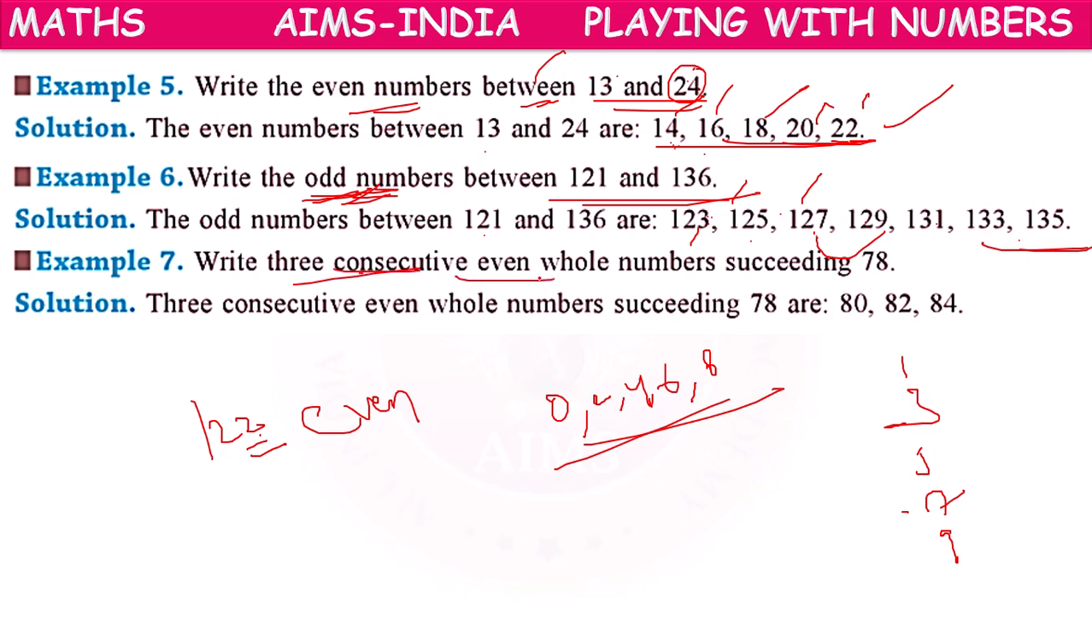Write 3 consecutive even whole numbers succeeding 78. Means after 78, what even numbers will come? 80, 82, 84.